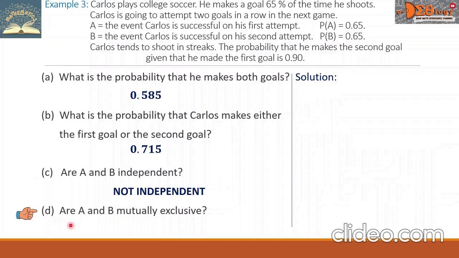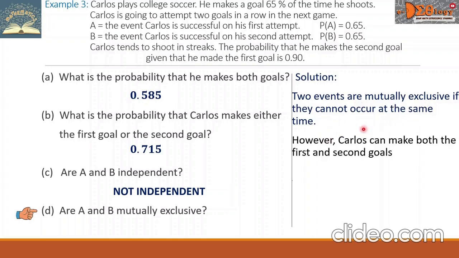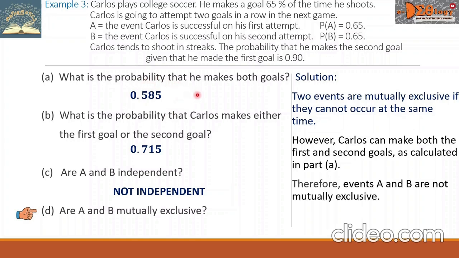And problem D, are A and B mutually exclusive? Two events are mutually exclusive if they cannot occur at the same time. However, Carlos can make both the first and second goals, as calculated in part A, or in this problem A. In fact, the value is 0.585. So we conclude, therefore, events A and B are not mutually exclusive. For problem D, we write here, not mutually exclusive.